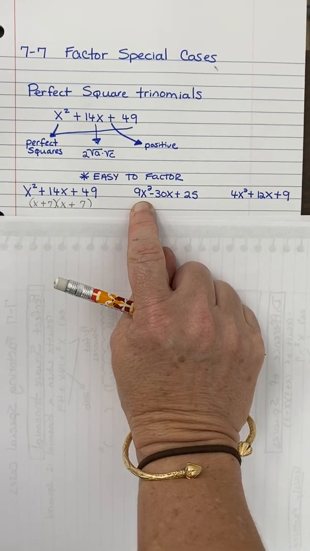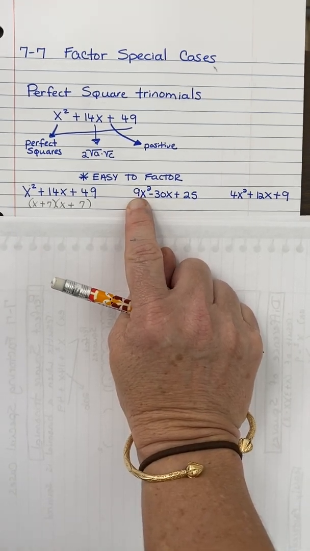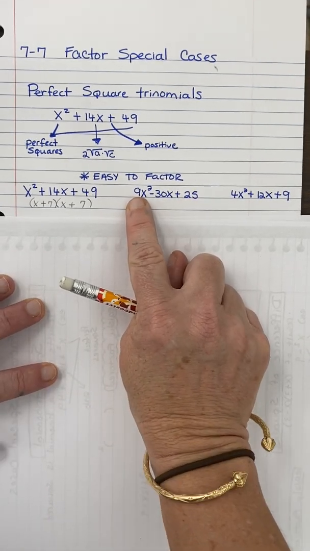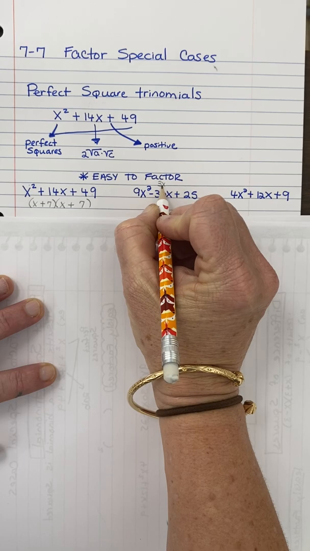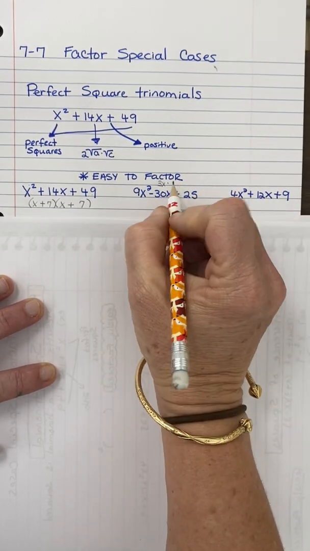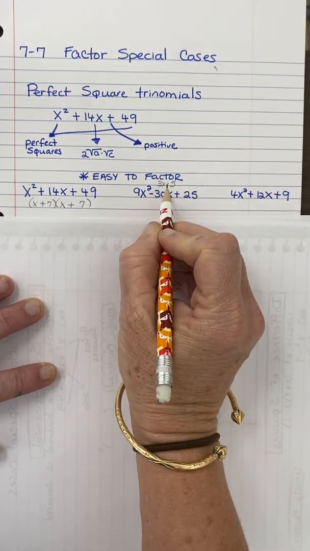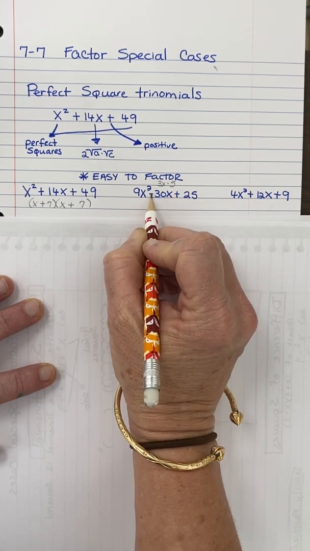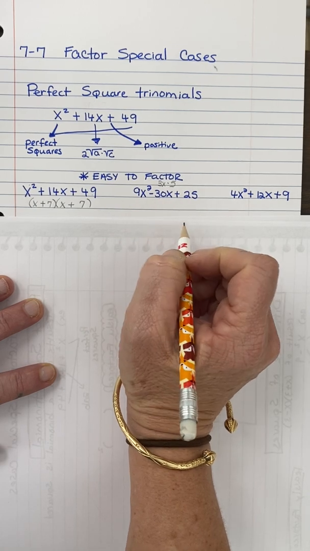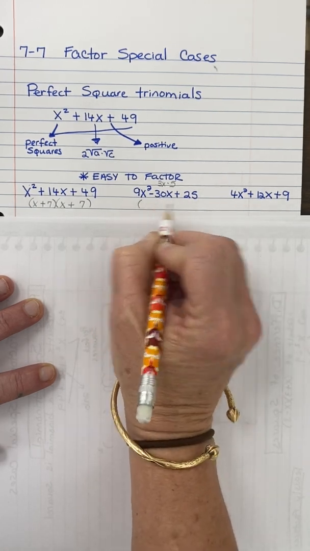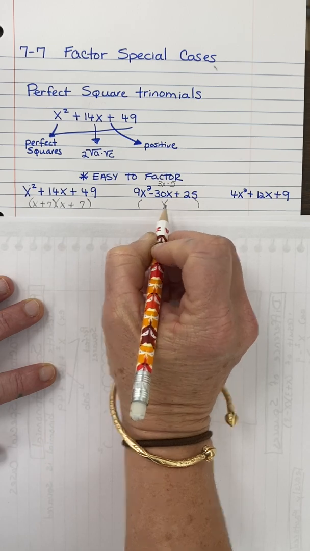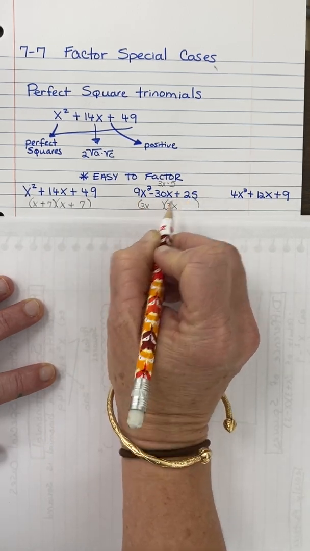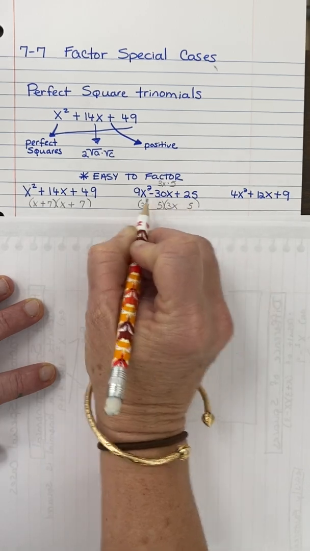Okay? Let's look at the second one. Is this a perfect square trinomial? Is this a perfect square? Yes. Is this a perfect square? Yes. Square root the first guy, square root the last guy. 3x times 5 is 15x, doubled is 30. And you don't have to worry about this sign right here. Okay, so yes, it's a perfect square trinomial, so really easy to factor. Square root the front, square root the back, and use this sign.